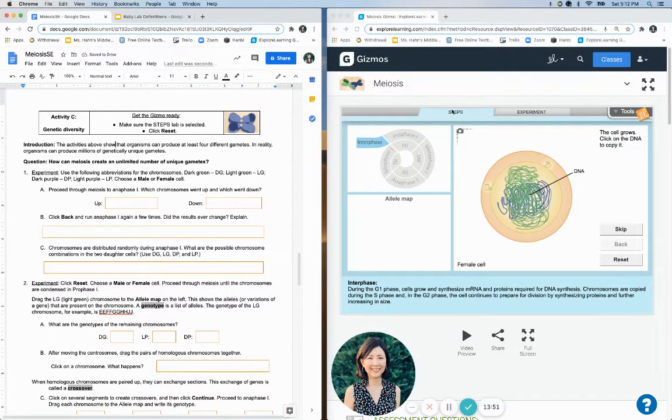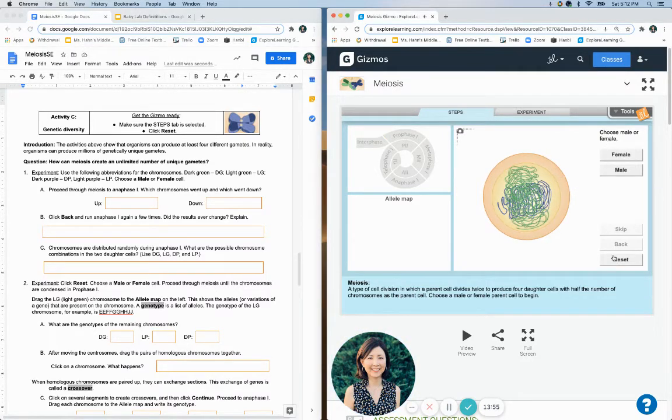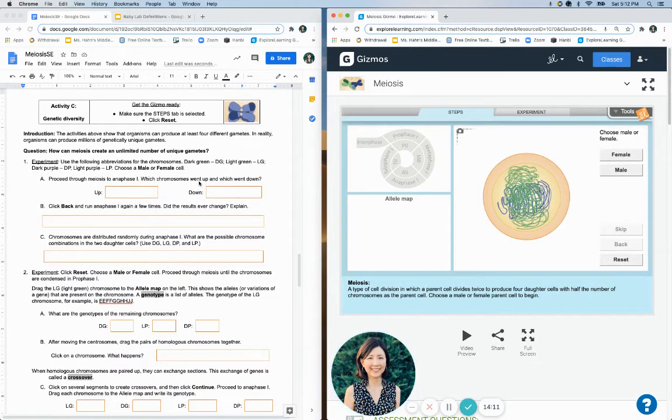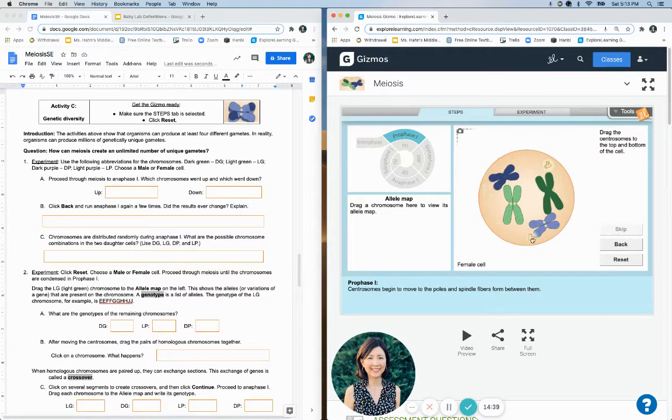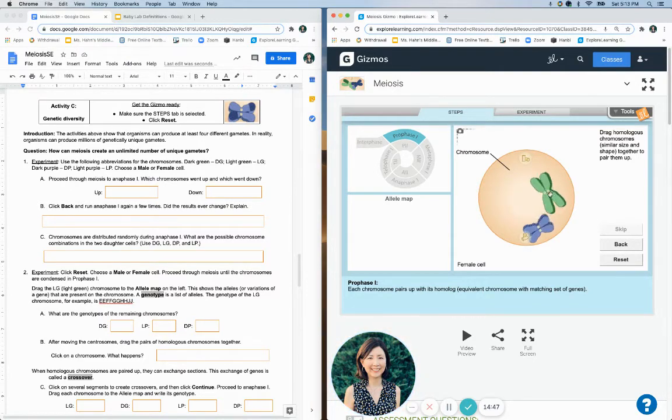So make sure the steps is selected and click reset. Okay, so now we're going to see how meiosis can make an unlimited number of unique gametes, gametes being sperm and egg. Okay. So this is kind of like what we talked about. And we're going to go ahead and click through the steps till we get to anaphase. And anaphase is when they're going away from each other. Okay, so here's where the homologous chromosomes kind of pair up.